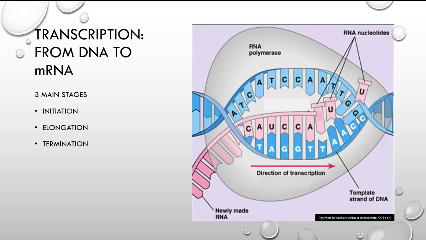Okay, so that was a great introduction into transcription. So we're going to get into all of the specifics of transcription. In your textbook, they divide transcription into 3 main stages: initiation, elongation, and then finally termination. So we're going to do the same thing. We're going to start with the initiation stage, and then we're going to move on to elongation and then termination. So let's start with initiation.